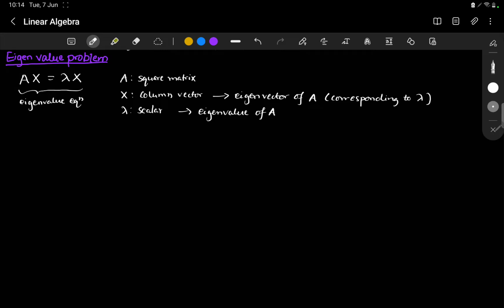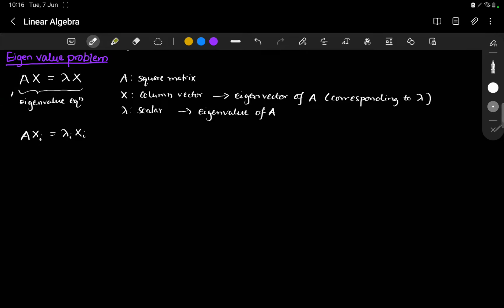So a given matrix can have more than one eigenvalue. An n cross n square matrix will have at least one distinct eigenvalue and at most n numerically distinct eigenvalues. So we can have different eigenvalues, and we will have eigenvectors corresponding to those eigenvalues. So here xi is the eigenvector corresponding to the eigenvalue lambda i.